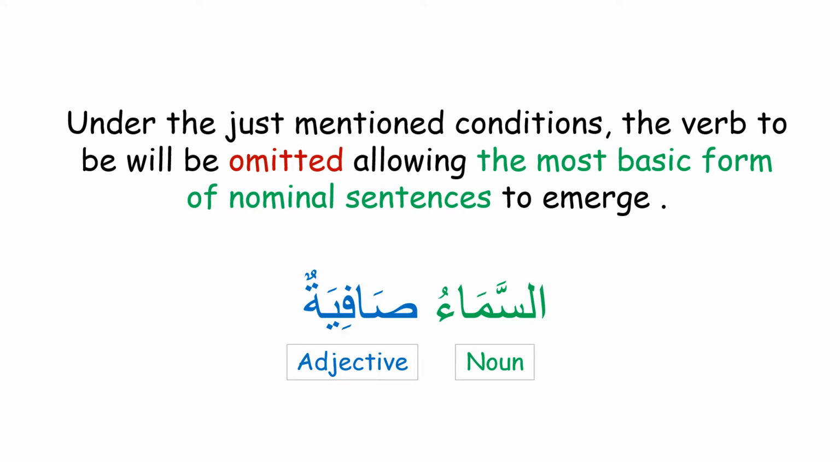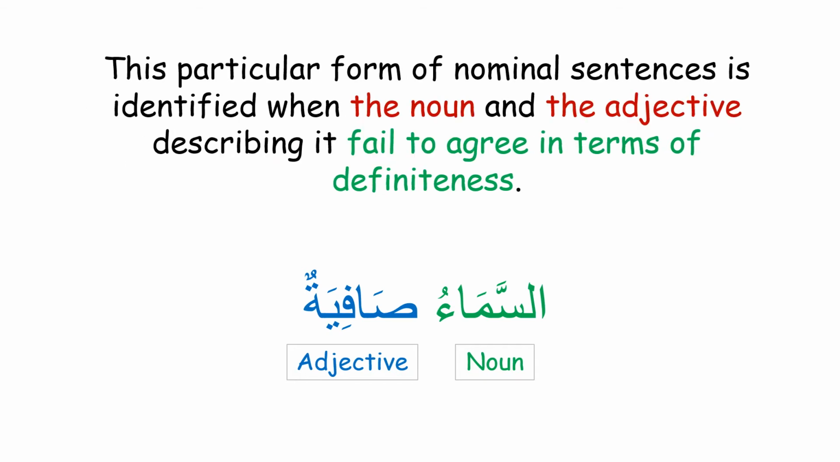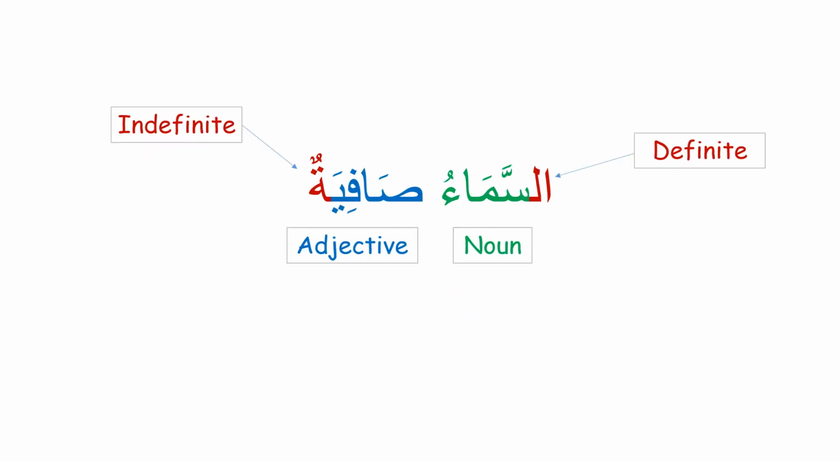So again, under the just mentioned conditions, the verb to be will be omitted, allowing the most basic form of nominal sentences in Arabic to see the light, which is nothing but a noun-adjective sentence. And this particular form of nominal sentences is identified when the noun and the adjective describing it fail to agree in terms of definiteness. It's crucial. Please also keep in mind that this disagreement is not decided arbitrarily. In fact, the noun has to be definite and the adjective indefinite. There is no way around it.